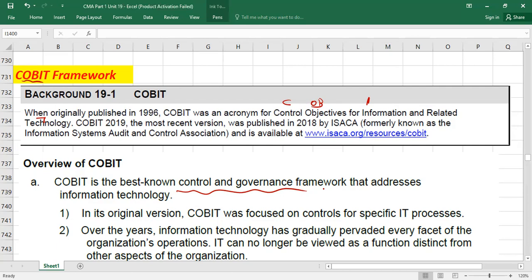It has information about controls relevant to the IT environment. And guys, nowadays we are not using IT in only one department. We are using computers throughout the entity, right or wrong. That is why Cobit is the best known control and governance framework that addresses information technology and related controls, like controls related to information technology, right or wrong.